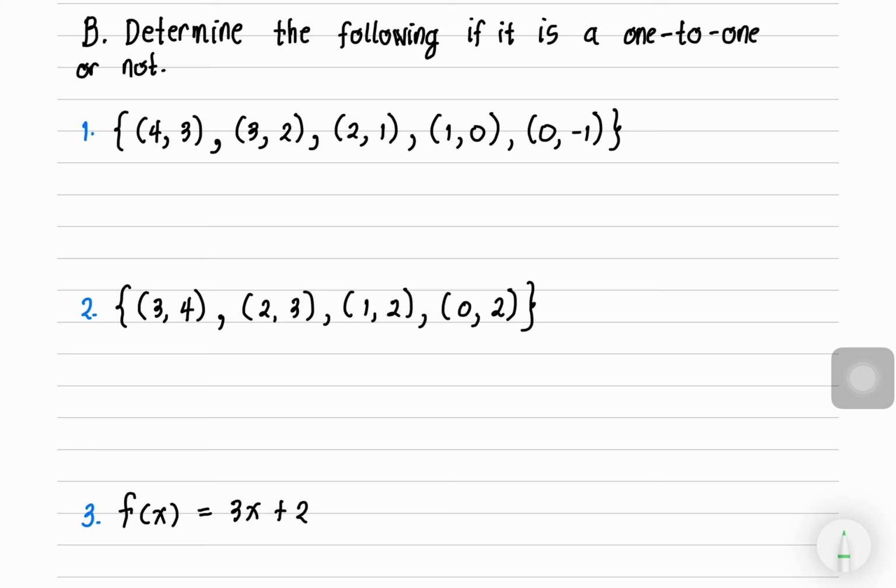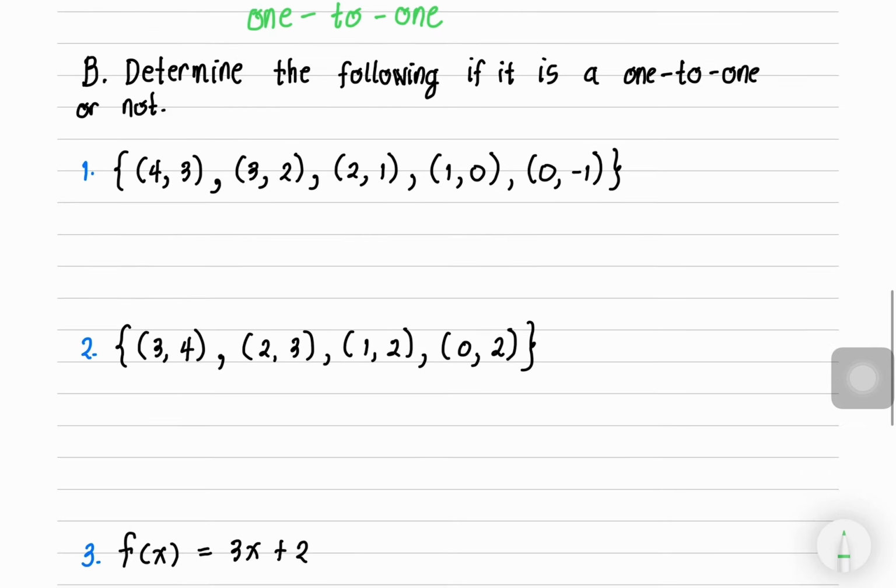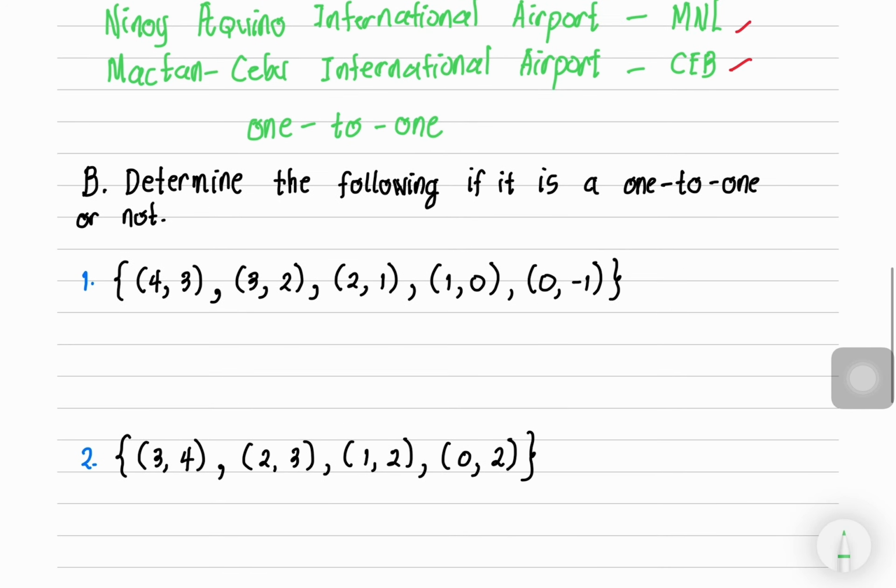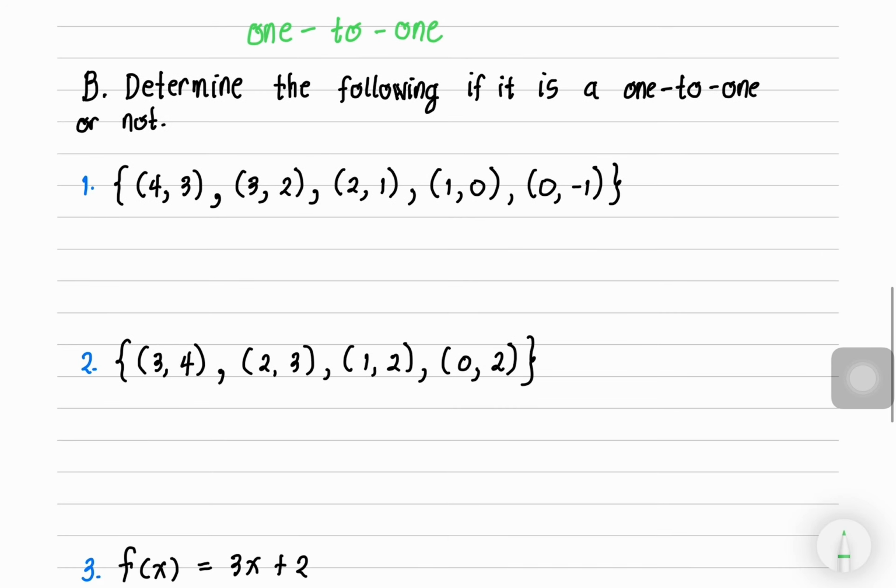So guys, kung mapapansin natin dito, let us list down using yung mga x and y values natin. So we have x and then y. So guys, kung mapapansin naman natin dito, yung mga y values natin, hindi naman sila naulit. Right? So 3, 2, 1, 0, negative 1. So which means this is a one-to-one function. Okay?